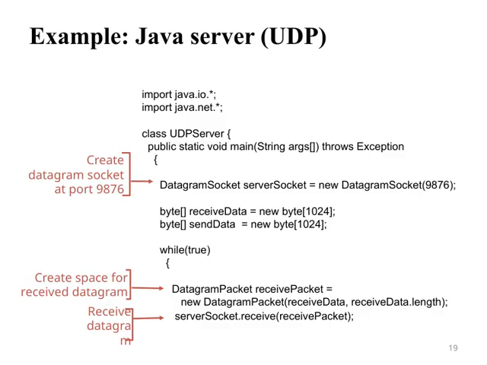This example highlights the essential steps: creating a socket at a specific port, preparing buffers for data, and receiving packets. These are key concepts in building network communication using UDP, which is connectionless and suitable for applications where speed is more critical than guaranteed delivery.